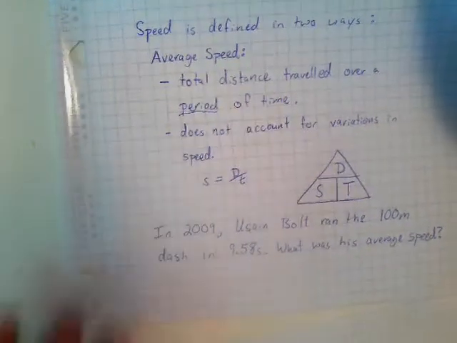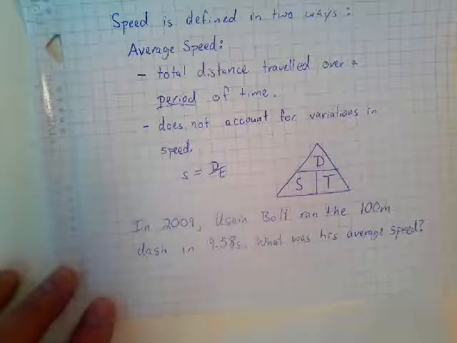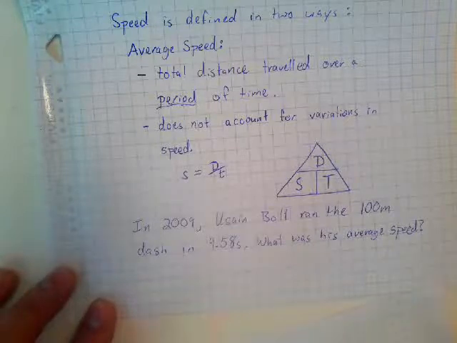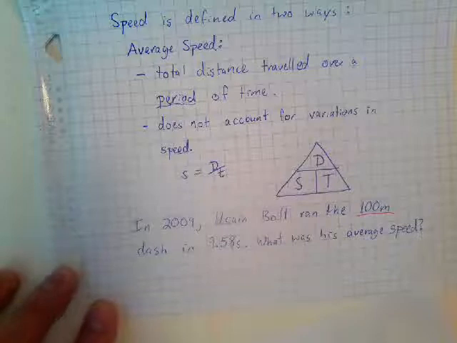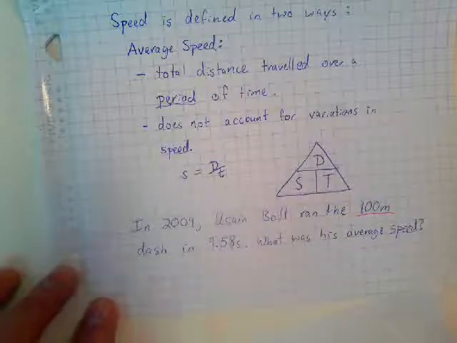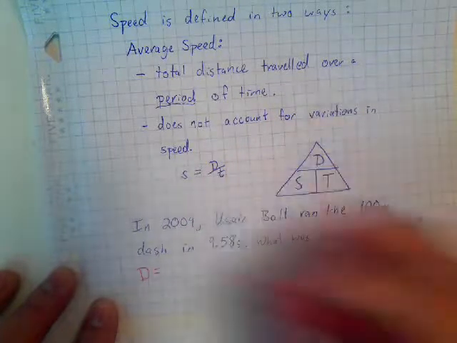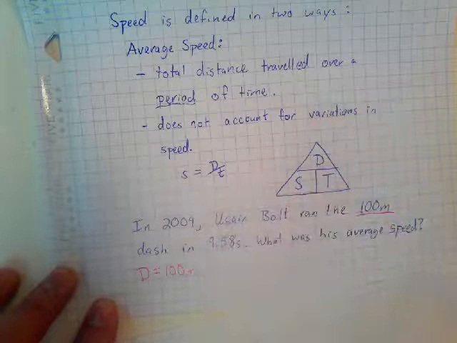Speaking of problems, let's work a problem. In 2009, Usain Bolt ran the 100-meter dash in 9.58 seconds. What was his average speed? Well, when we're doing these, we want to identify what we know. Anytime that we do a physics problem, it's always best to write down what you know. So we've got the distance there is 100 meters.